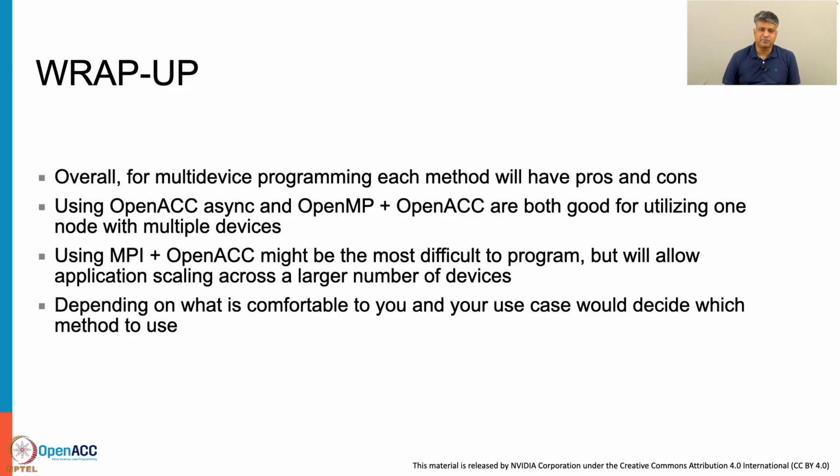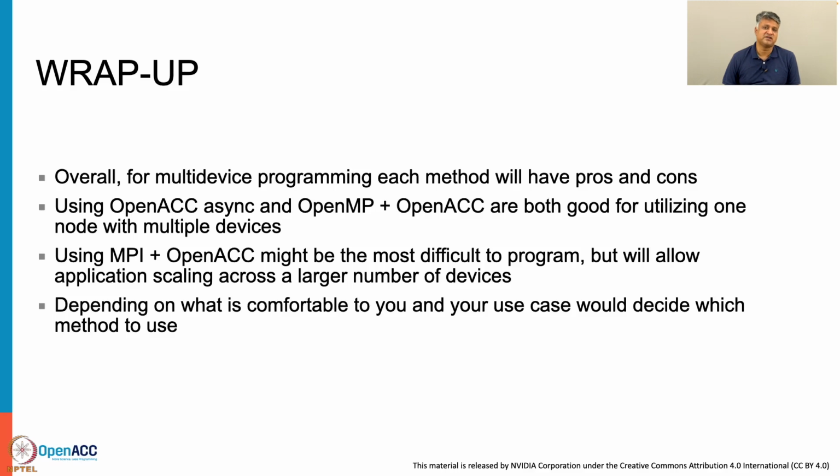If you use MPI plus OpenACC, it might be very hard to program, but this will allow the application to scale across an extremely large number of devices. And typically most modern supercomputers are configured in this way. It also takes away the restrictions on the total maximum number of CPU cores that you'll be able to use, because then you are no longer restricted to shared memory machines. You can now use distributed memory machines.